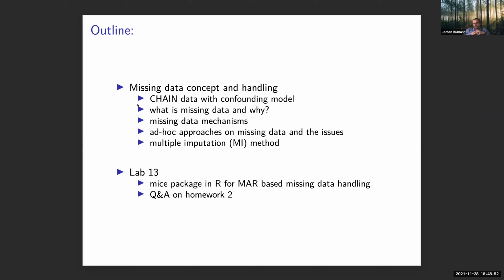The lab will contain missing data handling using the mice package. This is what we will be doing in class: going step by step through it and looking at things in a little more detail. So, Q&A from homework 2. These are the slides from Professor Sang, and we are not having an online class. So from there on, the Q&A is restricted to the discussion board.